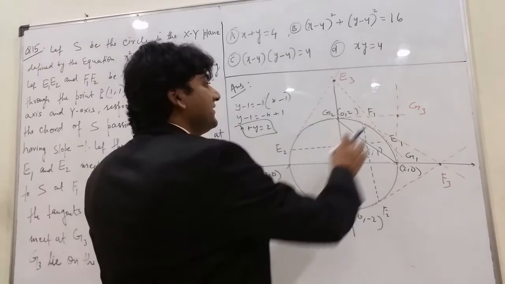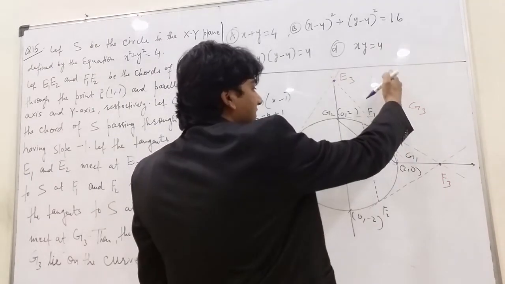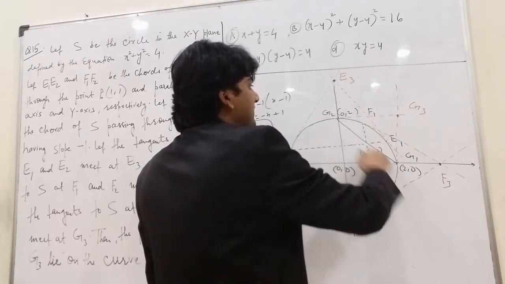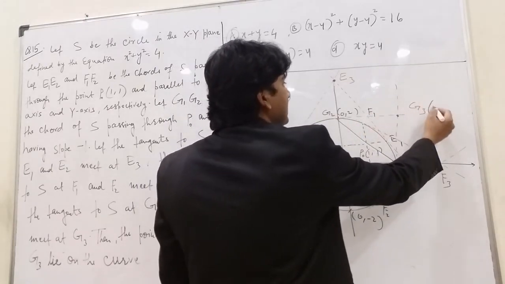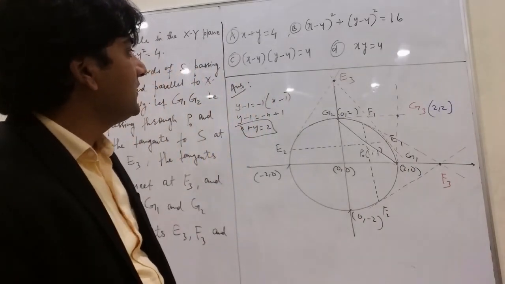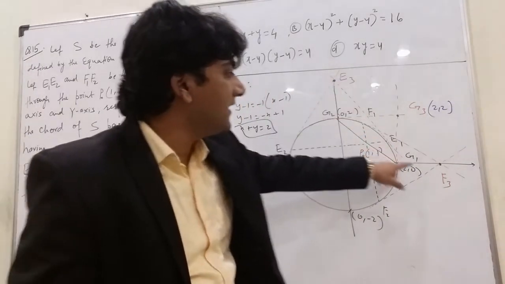By the way, G3 we can find easily. This line is parallel to the y-axis, x equal to 2, and this is y equal to 2, so G3 is (2, 2). So G3 we found. Now we need to find E3 and F3.